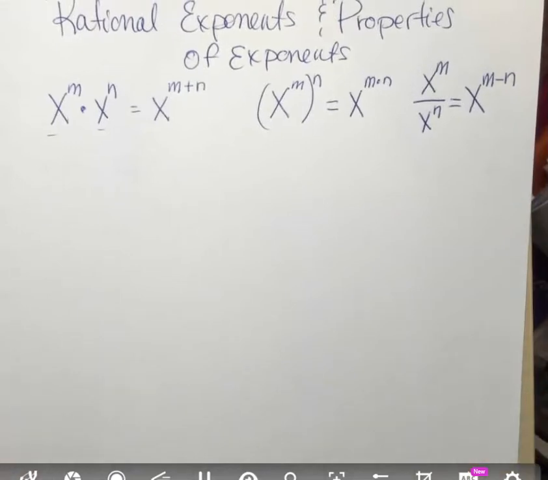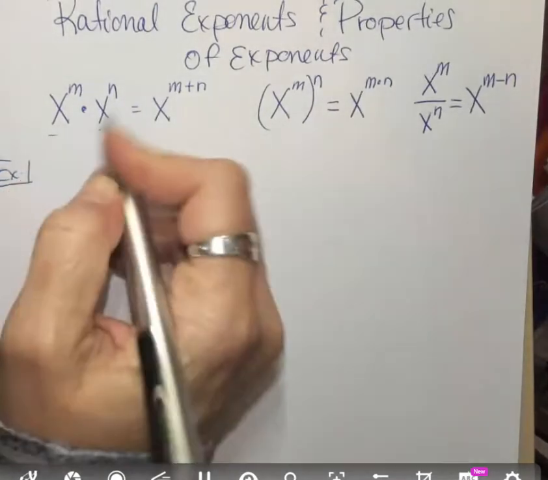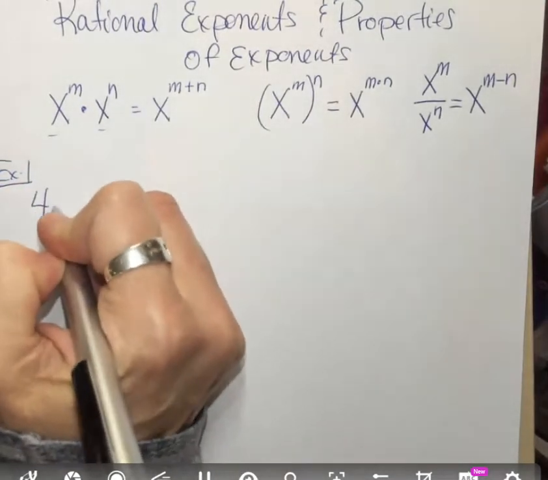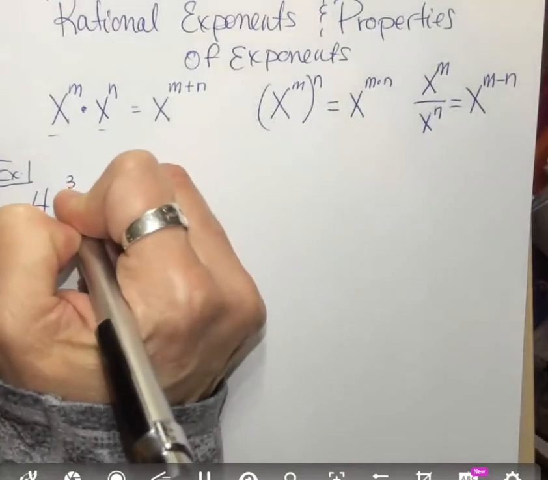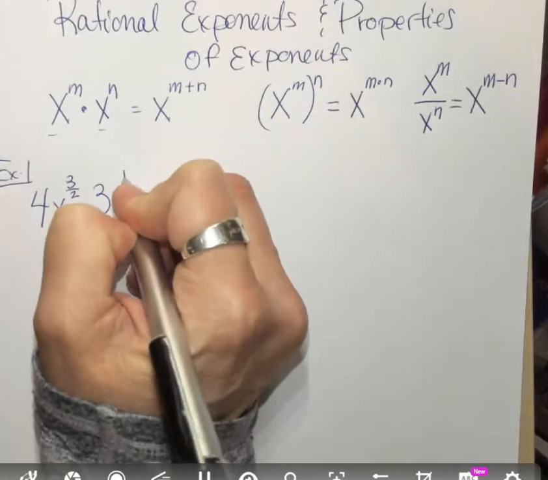So let's look at a couple of examples of each of these. Let's take a look at one that looks like our first one here. So example number 1. If I have 4x to the 3/2 power times 3x to the 1/4 power.